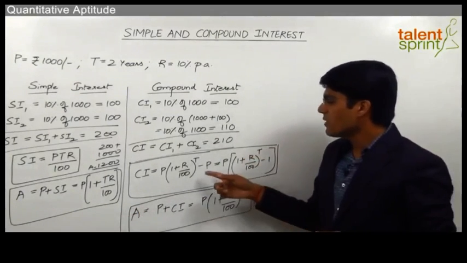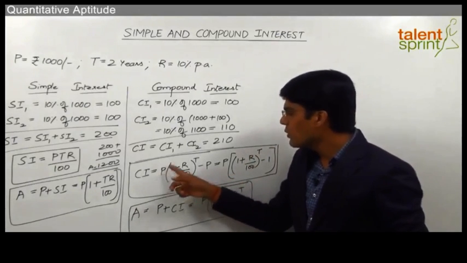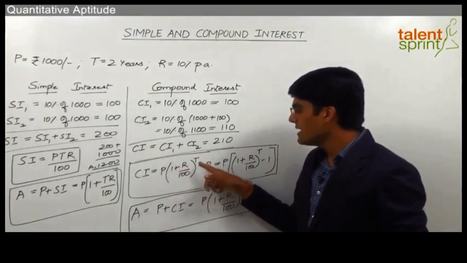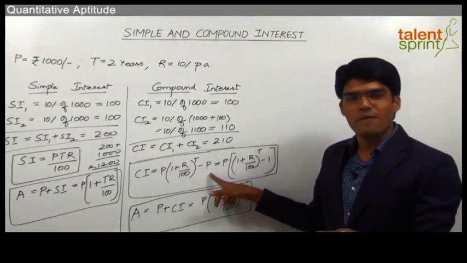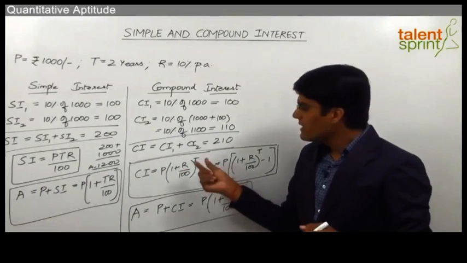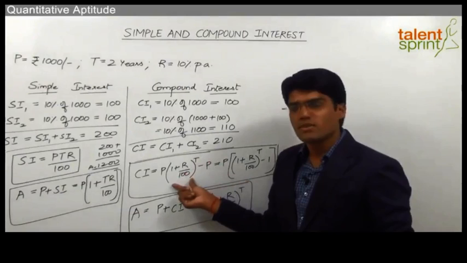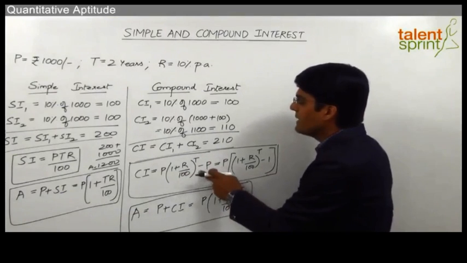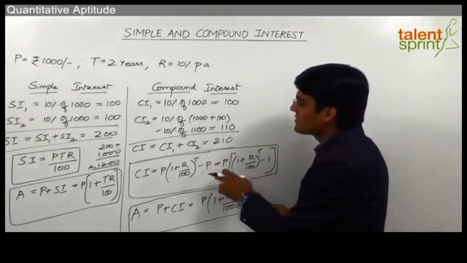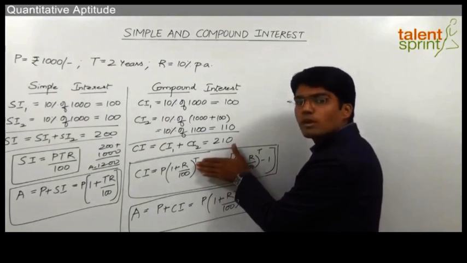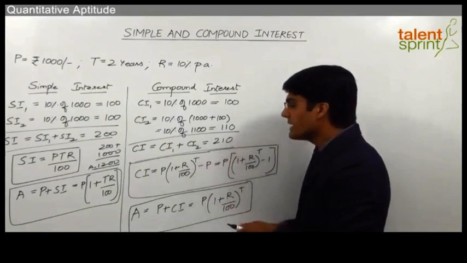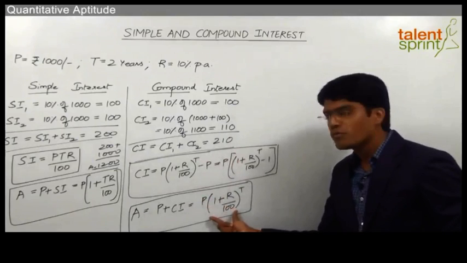As you can see from the formula of CI, it is P into (1 plus R by 100) whole to the power of T, minus P. So when we have to find out the total amount A, we need to add principal to the interest. So when we add the principal, plus P and minus P, the principal gets cancelled. So the left out value is P into (1 plus R by 100) whole to the power of T. So that can directly be taken as the amount for compound interest.